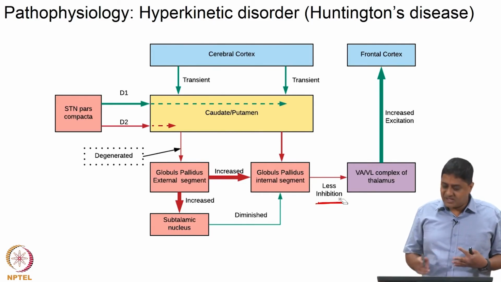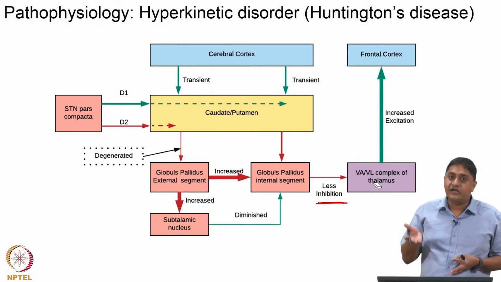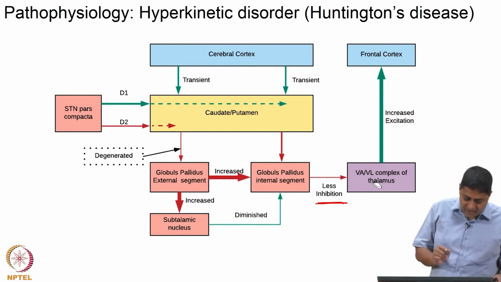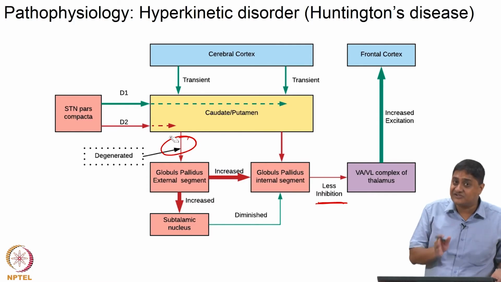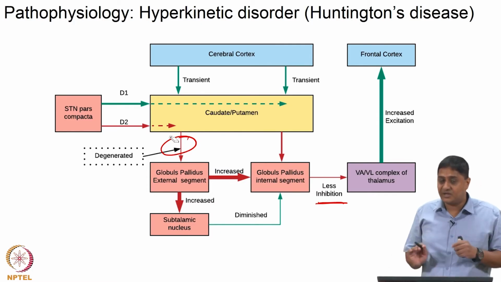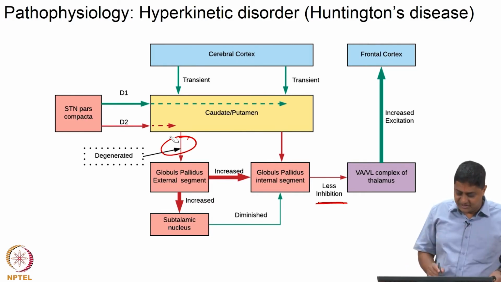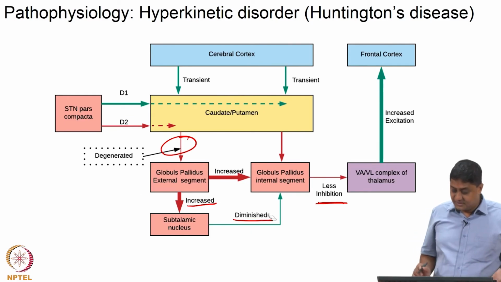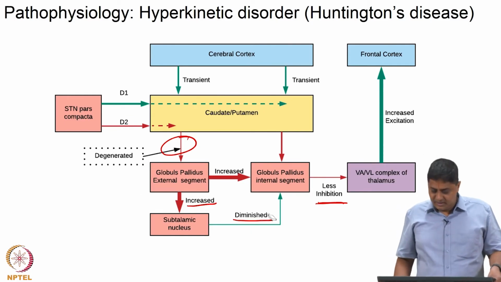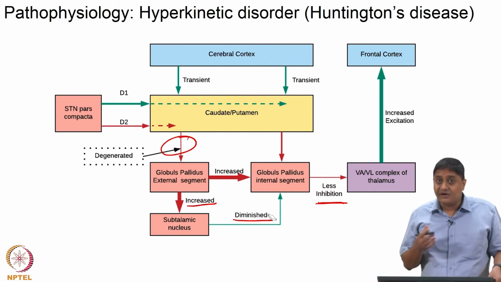Essentially the probability that the thalamocortical neurons are going to be excited is increased, producing unwanted movement. So, what is this pathway? This is the indirect pathway. The indirect pathway is selectively degenerated, not the direct pathway. So, this does not have any effect on the direct pathway, right. The indirect pathway is selectively degenerated, essentially increasing the pallidal inhibition to the subthalamic nucleus, right. That means the subthalamic nucleus excitation to the globus pallidus internal segment is reduced, diminished.